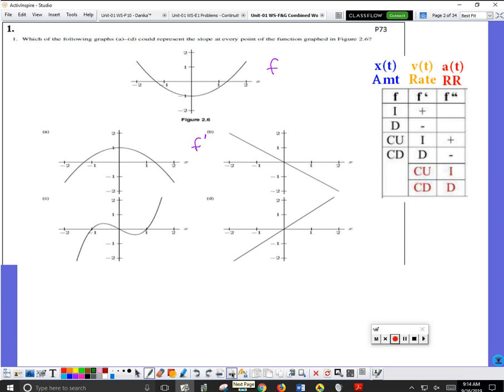the first 10 problems are just matching problems. Number 1, I would recommend you write this note on your paper. Number 1, they're giving you a graph of F, and they want you to find which of these graphs would be the appropriate matching F prime graph. Mark that on your paper. In number 1, they're giving you F, and they're asking you to find F prime.